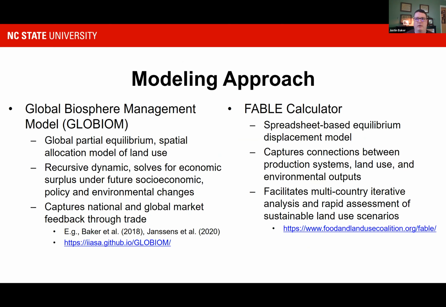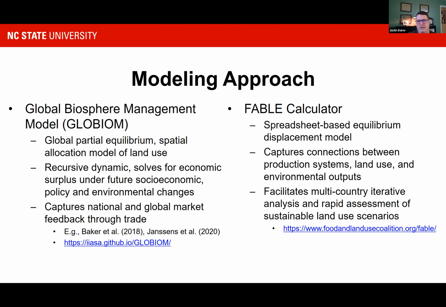Very briefly, because there's a lot of literature out there on these models, in particular the model on the left-hand side here, the Global Biosphere Management Model. This is principally developed by colleagues at the International Institute for Applied Systems Analysis. It is a multi-sector partial equilibrium spatial allocation model of land use, so forestry, agriculture, and bioenergy systems. The model is recursive, dynamic, and solves for economic surplus under future economic conditions, including policy change, socioeconomic drivers such as income growth, and environmental change.